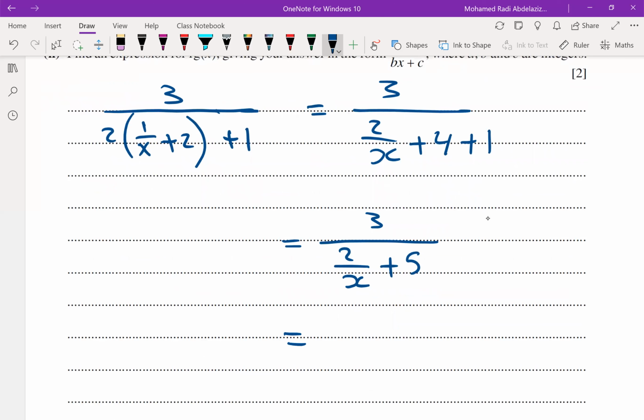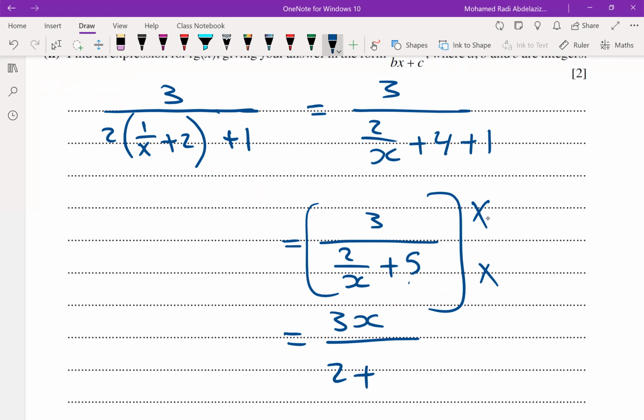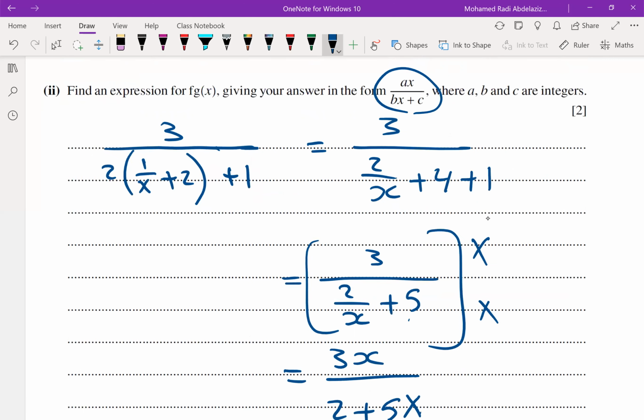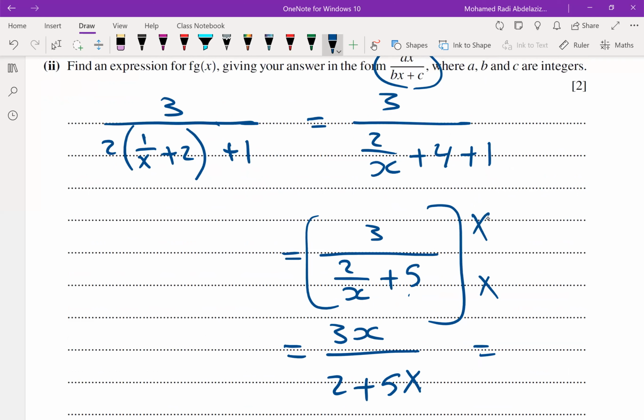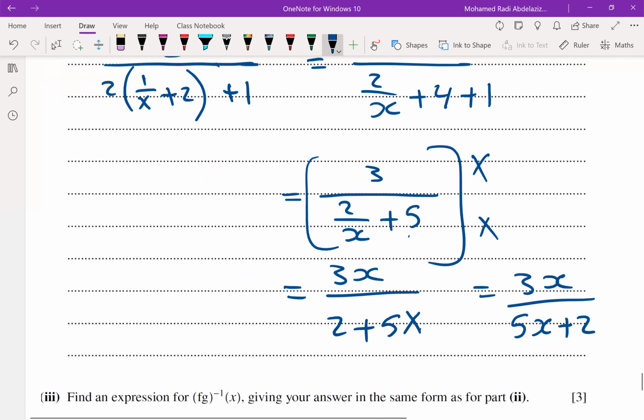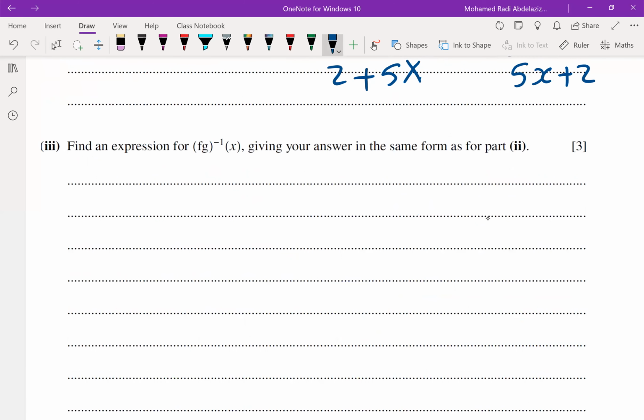Then multiplied by x, up and down, you can multiply up and down by x. So it will be 3x, and 2 plus 5x. This is why it's written to write your answer in this form: it will be 3x divided by 5x plus 2. This is part 2.